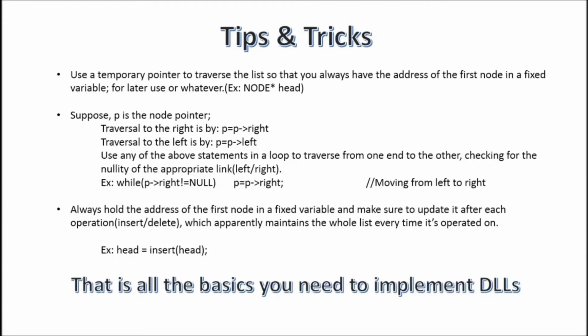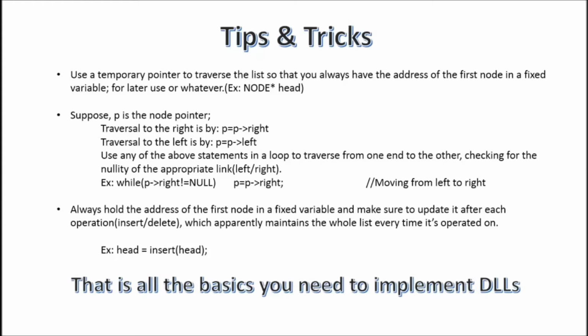So whenever you insert, make sure that you update the main list. Of course, you traverse the list from first to last, then delete it or whatever it is, then assign the address of the first node back to the fixed variable again, so that every time you do an operation, the whole list, the main list, is updated. So that is all the basics you need to implement doubly linked lists, and this is not one of the difficult programs I've seen so far.